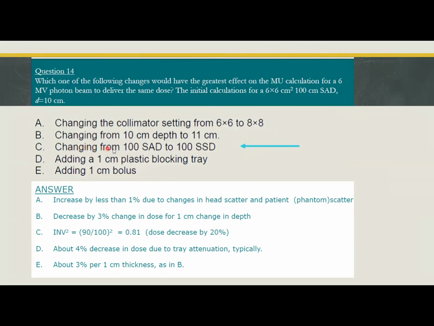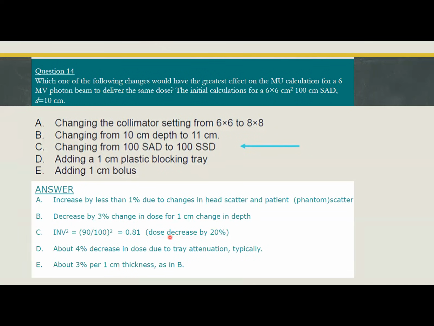Then C, changing from 100 SAD to 100 SSD, inverse square law. So 0.81, so the dose decreased by 20%. So you can see the significant change occurred due to the inverse square law factor, and those others are insignificant compared to this value. The latter ones, adding a 1 cm plastic block tray only decreases the dose by 4%, and adding 1 cm bolus is about 3% per cm. So these kinds of questions may come in the IMPCB examination.